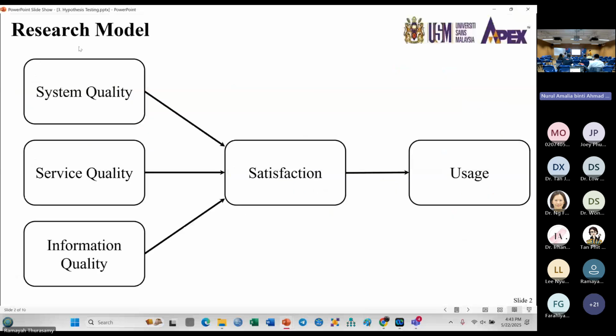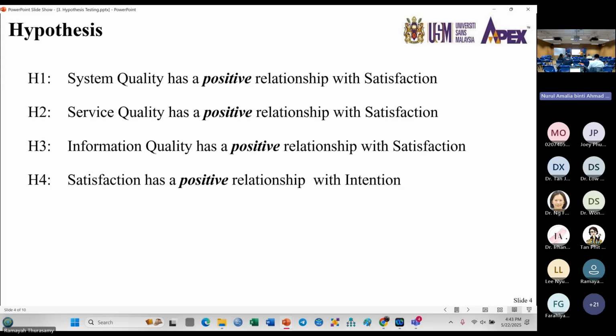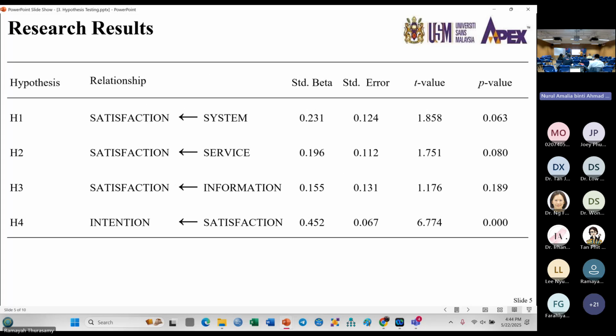Okay, this one. So let's say we have a model like this. We have three independent variables, one dependent here, and one more dependent, and this is an outcome. So when we have this model, we write four hypotheses. And now we have the results. Let's say my alpha is 5%. Out of these four hypotheses, which ones are supported?